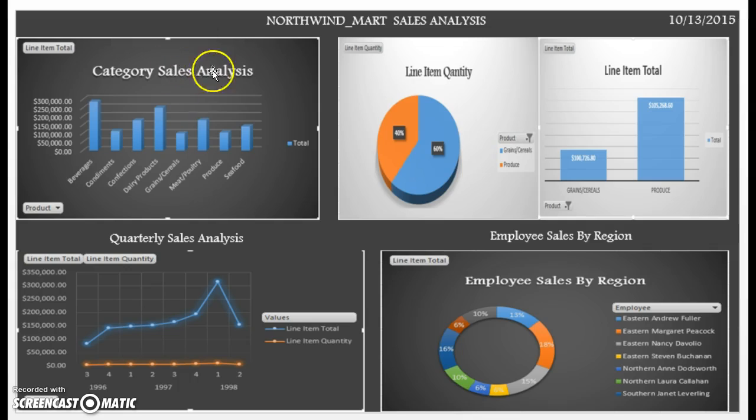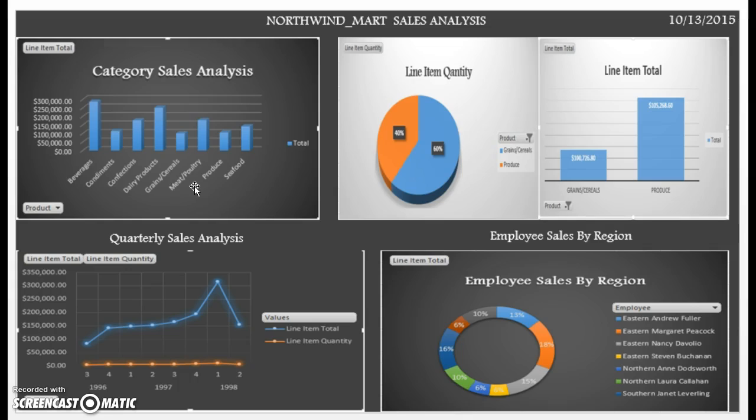So, this is the product category sales analysis. These are the different products on which the analysis of sales is described by the graph. I was in a dilemma between the grains and cereals category and the produce category. After further analysis on produce and grains and cereals according to the quantity and total, the answer I came up with is that I want to discontinue the grains and cereals category.